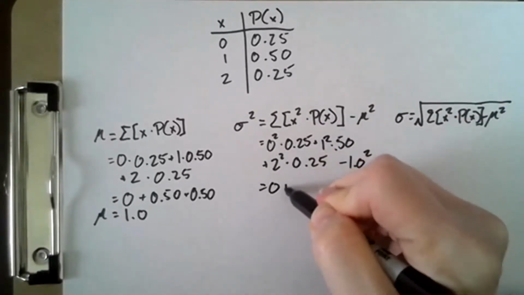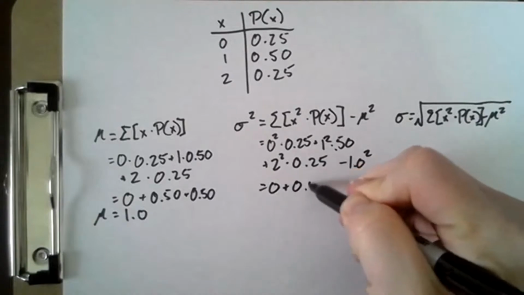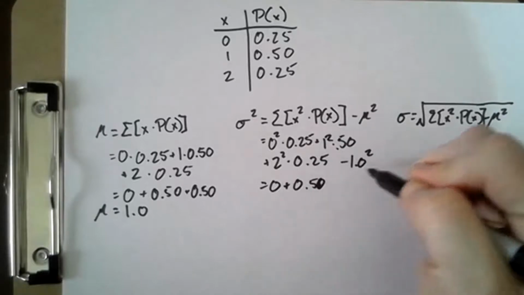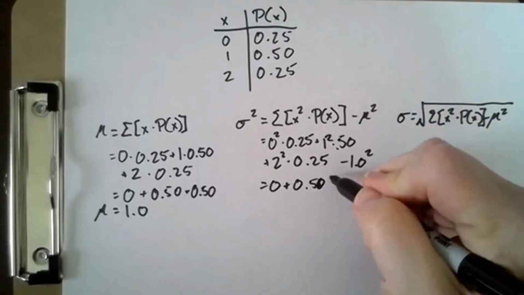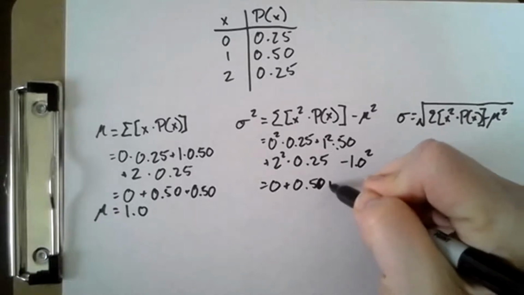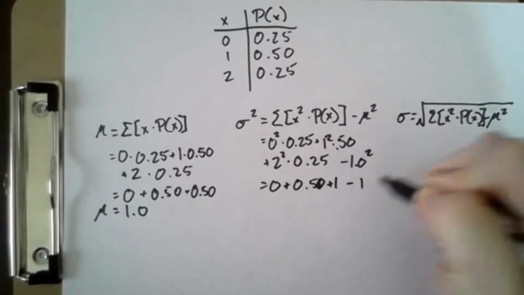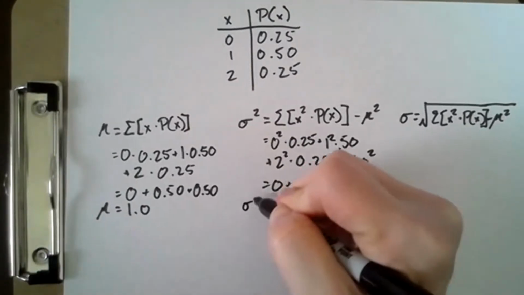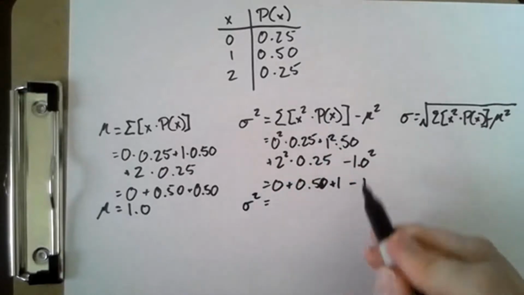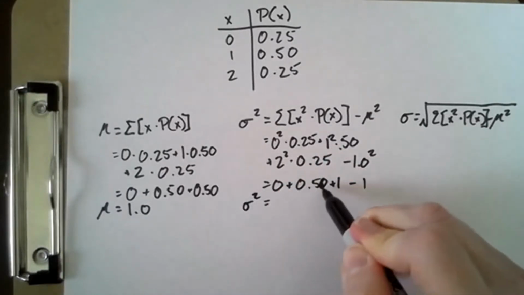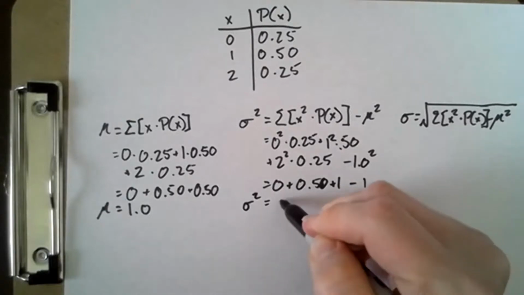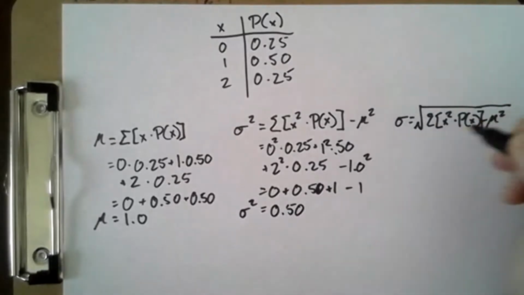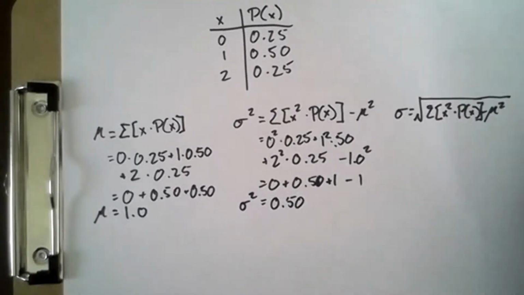Okay, so that's 0 plus 1 times 0.50 is 0.50, plus 4 times 0.25, which is 1, minus 1. Therefore, our variance is 0 plus 0.5 plus 1 minus 1, which is 0.50.